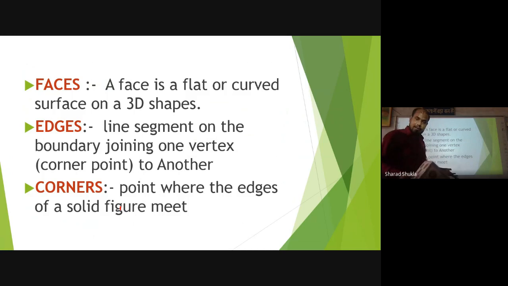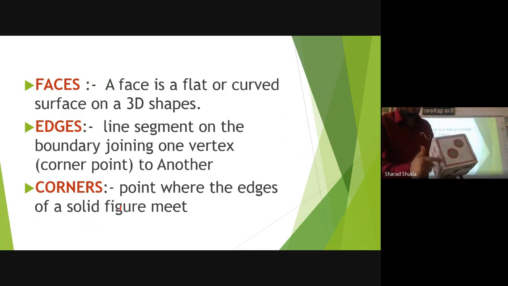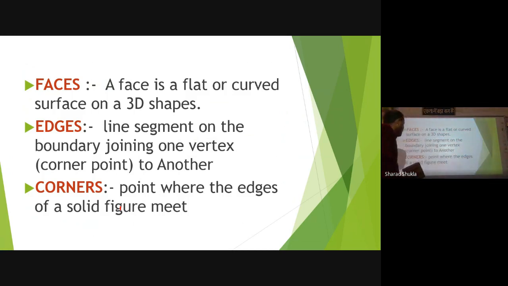Next, edges. What are the edges? A line segment on the boundary joining one vertex, corner point, to another. This is the line segment. Next, corners. Corners means, in a simple word, the point where the edges of a solid figure meet. Corner. In a simple word, look. Corner.